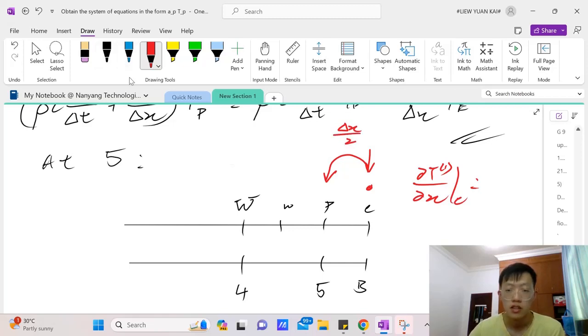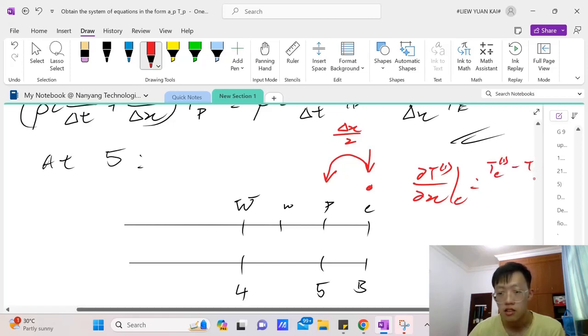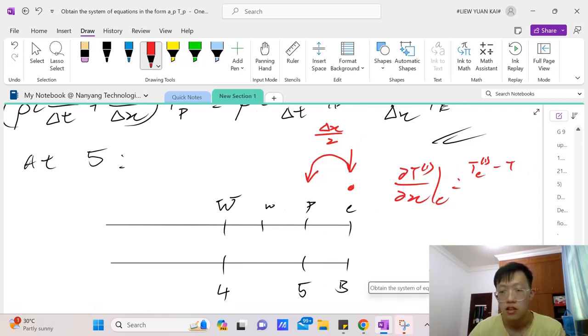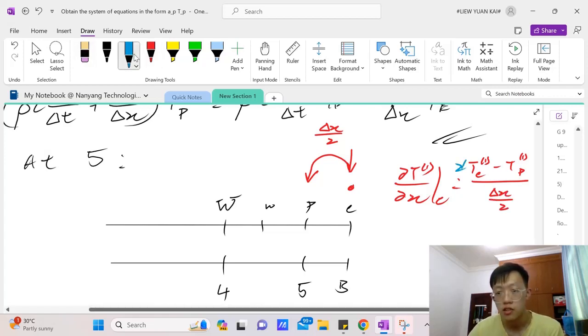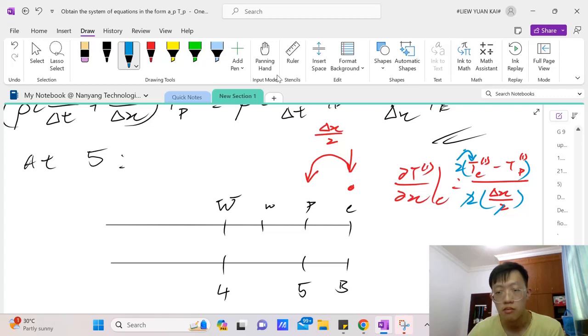So the point itself is T1E, minus the immediate left, which is T1P, divided by delta x over 2. If you want to simplify this, you multiply the top and bottom by 2. The 2 can cancel, then we distribute the 2 at the top. So we have this thing at e is equal to 2.